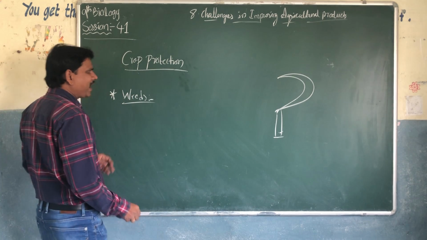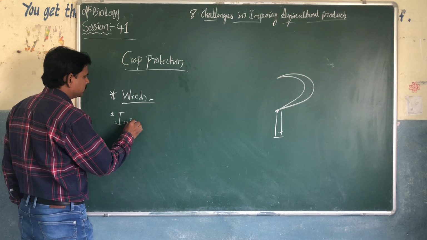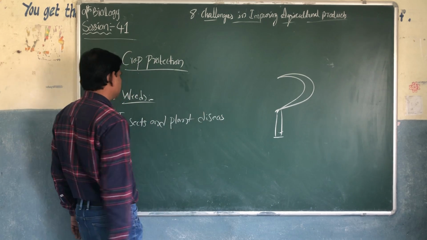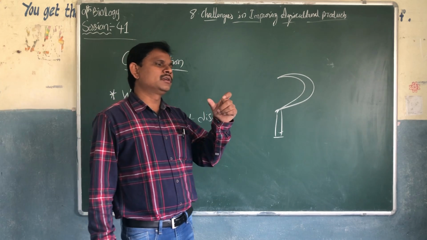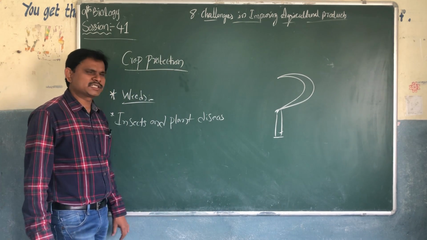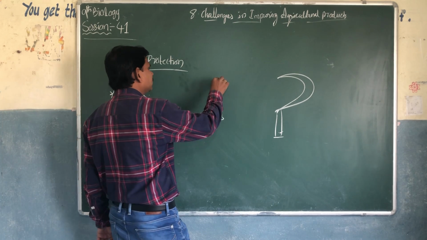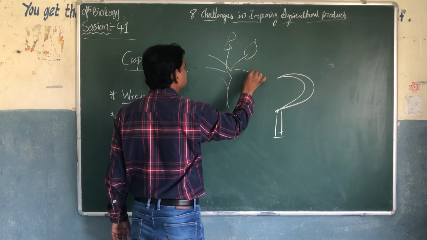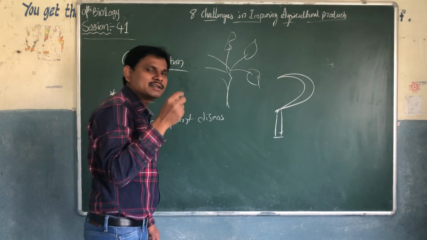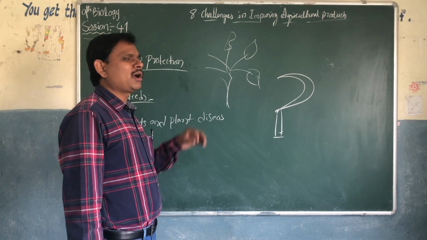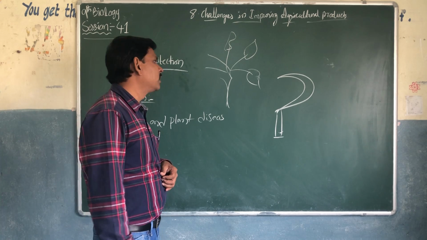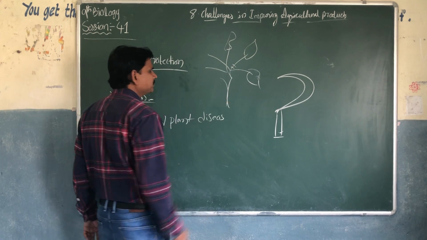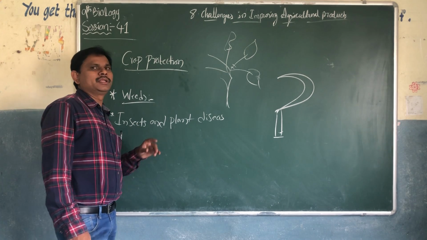Next one is insects and plant disease. There are so many insects we can see on the crops and the small plants. What is the disadvantage? They start cutting the leaves, eating the leaves of the plants. If there are no leaves, how does photosynthesis take place, how is the food prepared? It is not possible. They will also cut the stems. These insects will destroy the crops.